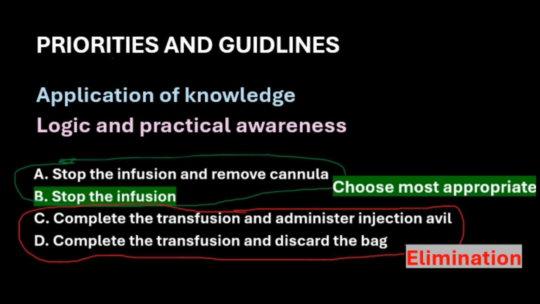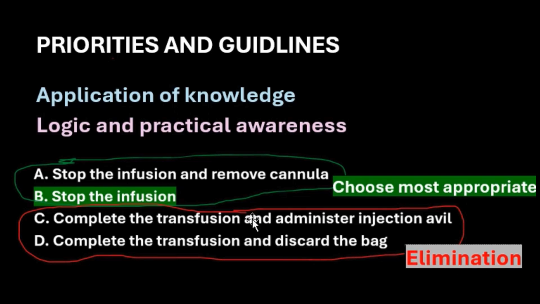We can see the application level question, how we are handling it. This is the example. Here priorities and guidelines are not much evident because ABC and all it is not here. Here application of your knowledge and logic and practical awareness is counted. Here you can see when a patient is having allergic reaction with the drug or with the blood, you have to temporarily pause that. That is the first thing. So complete the transfusion and administer injection avil, and complete the transfusion and discard the bag is not advisable at all. So these two options can be eliminated.